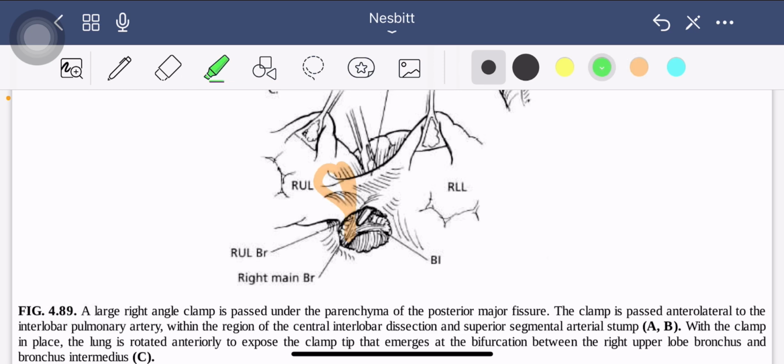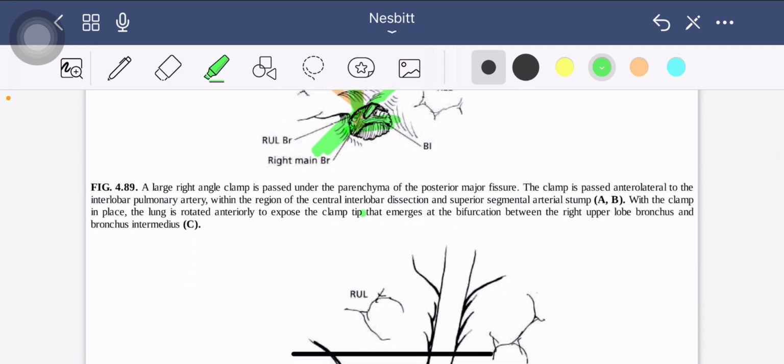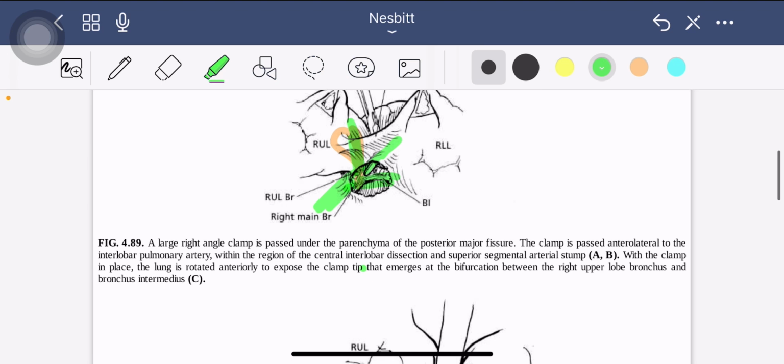Now the superior aspect. This is the right upper lobe, right upper lobe bronchus. This is the right upper lobe bronchus going here. Then this is the bronchus intermedius, and this is the right lower lobe bronchus, and this is the main bronchus.